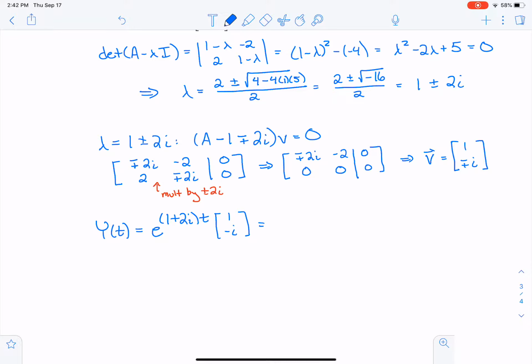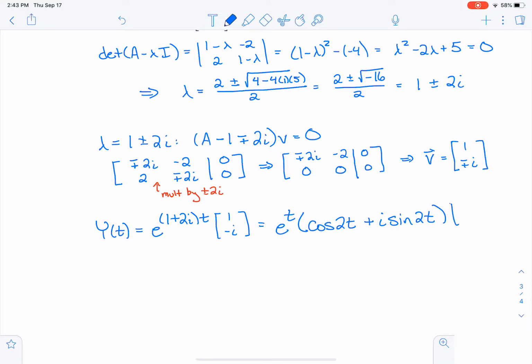Well, that is a complex function, e to the (1 plus 2i) times t, times a complex eigenvector. But I know that my solution is supposed to be real. I'm assuming that I'm going to be modeling physical systems that have real answers. So I want to express this as a real function. So how am I going to do that? Well, I'm going to rewrite e to the (1 plus 2i) times t as e to the t, so e to the 1t, times, and then e to the 2it is cosine of 2t plus i sine of 2t.